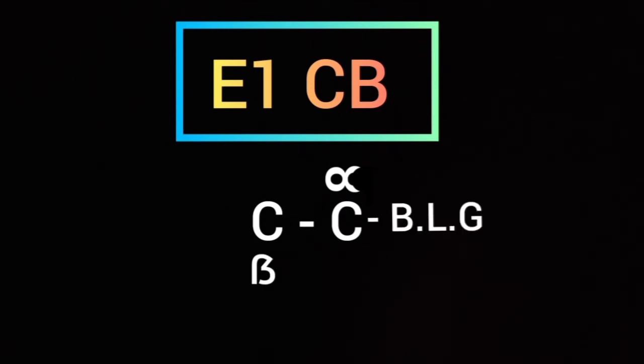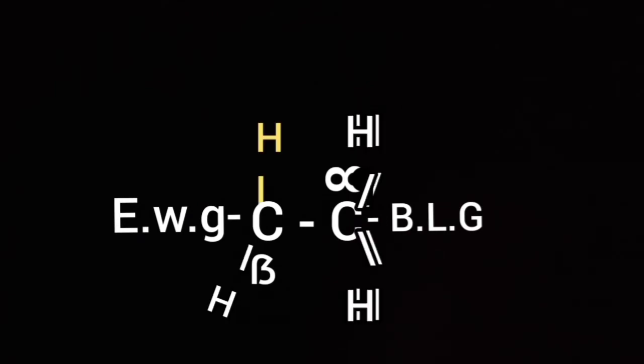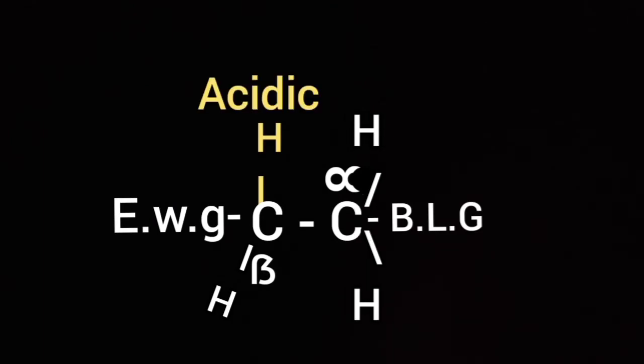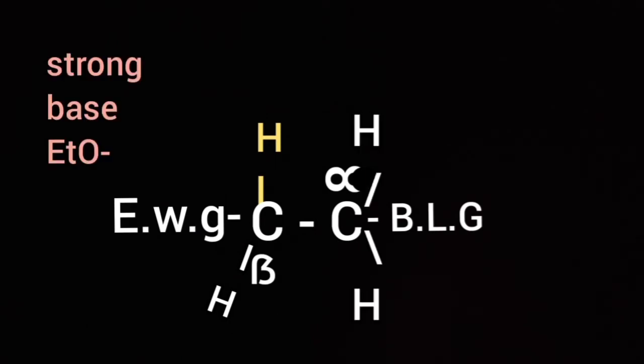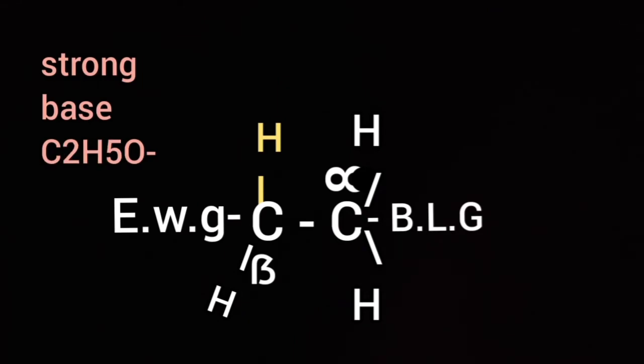For E1CB, there must be two carbon atoms. Alpha position should be connected to a bad leaving group, and beta position should be connected to an electron withdrawing group. One H atom should be there at beta position. That H is acidic. At slightly higher temperature or in presence of a strong base like alkoxide ion, you can take ethoxide, C2H5O minus, the acidic hydrogen at beta position can be removed.